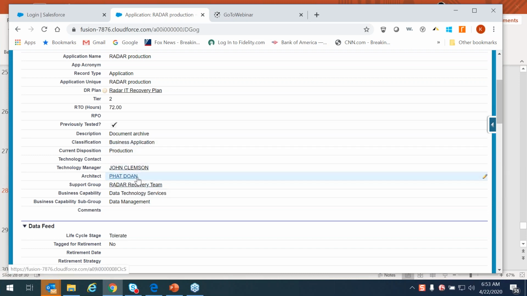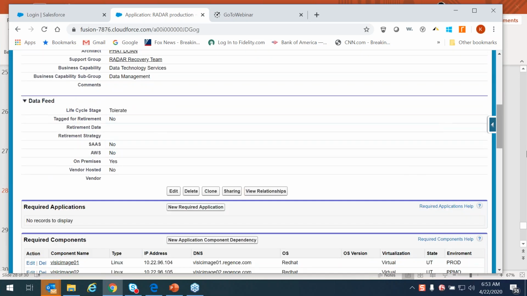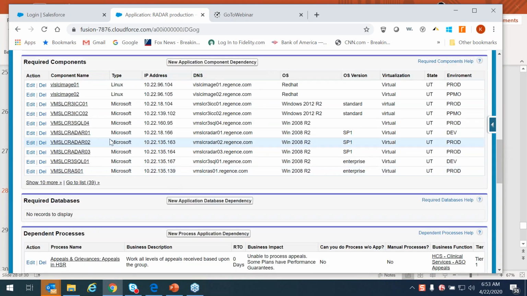We have a technology manager, an architect, and a support group that are responsible for this application. Identify the life cycle stage of the application. Here's all the physical components that this application needs to operate. There are 39 of them, and you notice that we have our prod applications, our PPMO, which is just pre-prod applications, and our development environment. Obviously, when we do an ITDR, we're not going to recover PPMO or dev. We're only going to recover prod.